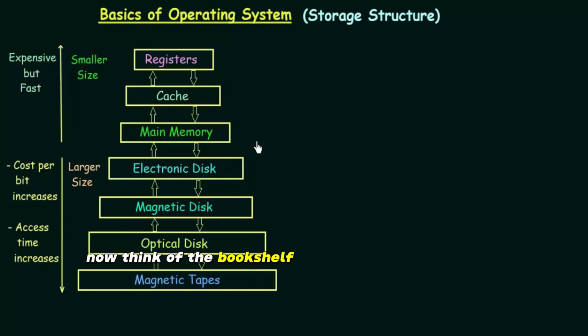Now think of the bookshelf as your secondary memory and the books as your data. So all the data, that is your books, are kept on the bookshelf. But when you want to read a book, what do you do? You take out the book from the bookshelf and you keep it on the table. And then you read it.